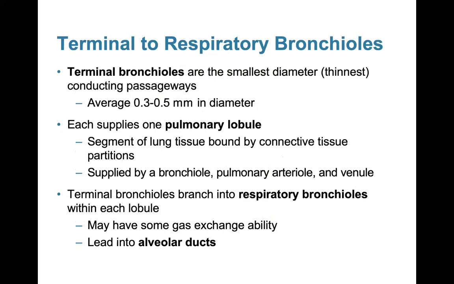Terminal to respiratory bronchioles. The terminal bronchioles are the smallest in diameter. They're the thinnest and smallest conducting passageways. The average diameter is about 0.3 to 0.5 millimeters. Each supplies one pulmonary lobule. This is a segment of lung tissue that's bound by connective tissue partitions. They are supplied by the bronchiole, pulmonary arteriole, and the venule. The terminal bronchioles will branch into the respiratory bronchioles within each lobule. They may have some gas exchange ability, and they can lead into the alveolar ducts.